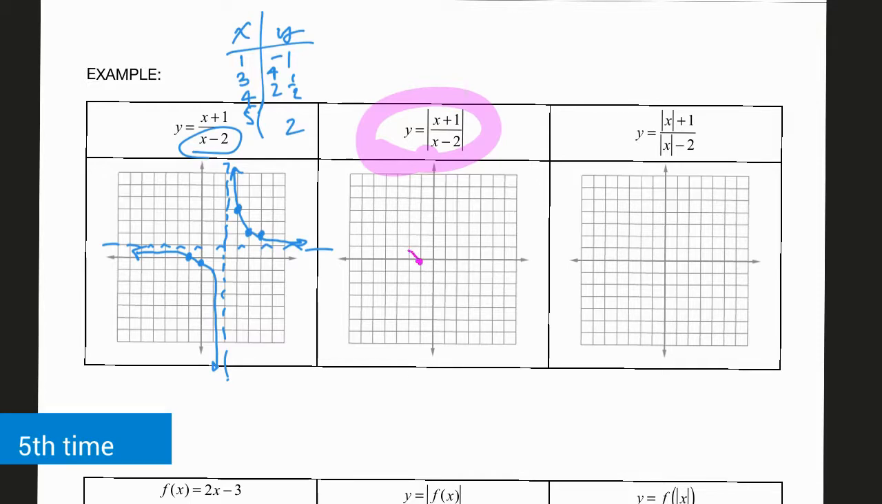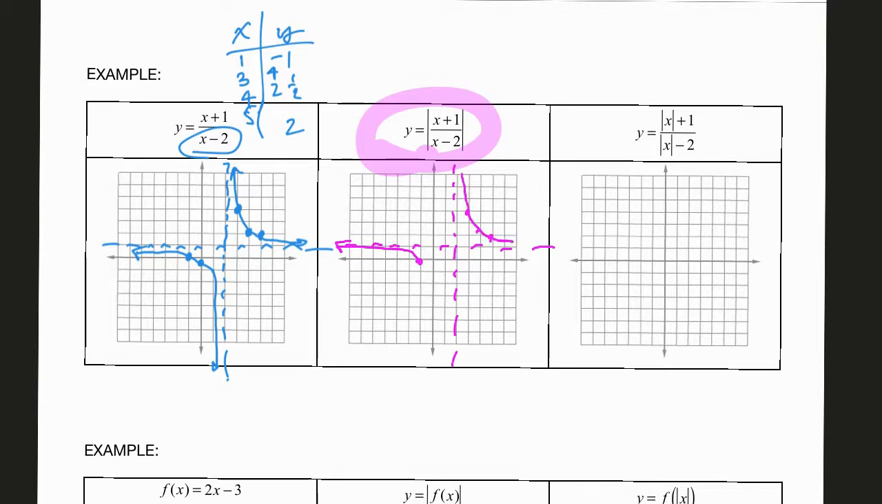This remains the same. The asymptote will remain the same. That asymptote will remain the same. These ordered pairs will remain the same. Right? But what happens here is this point gets reflected up. I'm pretty sure I had another ordered pair right here at -1. That becomes +1, so it kind of does this.